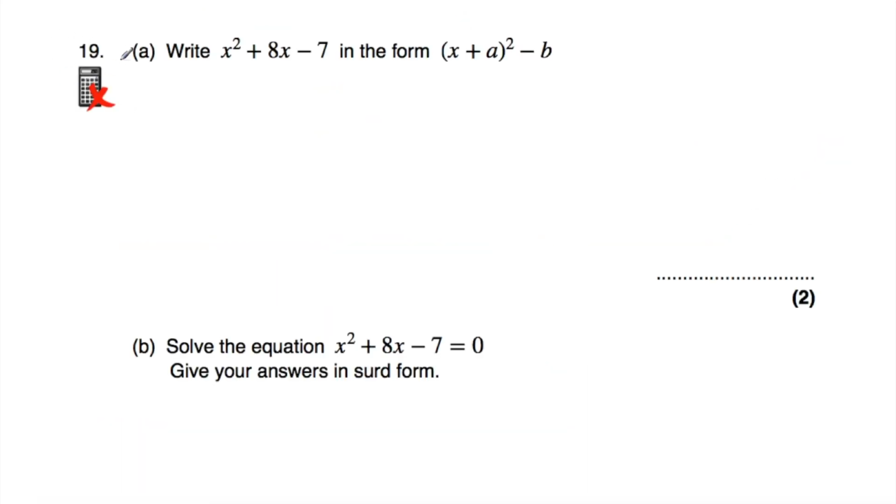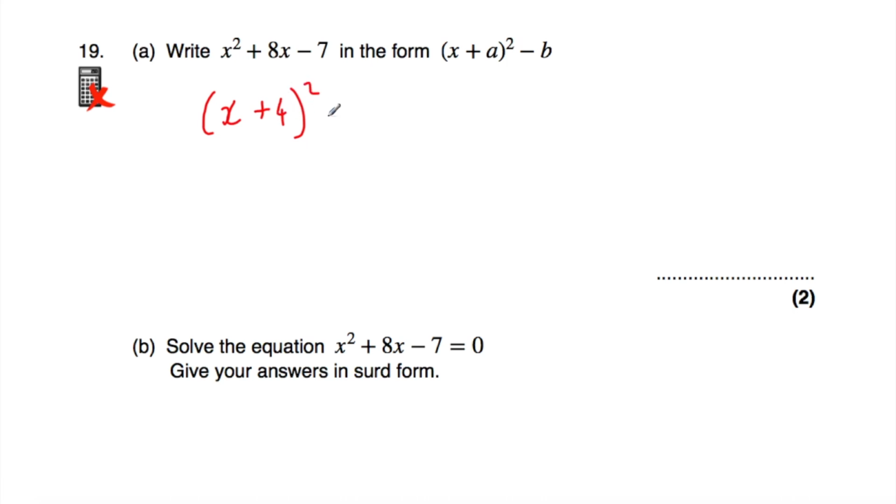Okay, question number 19. So question number 19a says write x squared plus 8x minus 7 in the form of (x plus a) squared minus b. So we need to do completing the square on this. So let's do completing the square. So we're going to open up our brackets, x. We're going to half the coefficient of x. So the coefficient of x is 8, and we half that, that'll be 4. So plus 4, close bracket, squared.